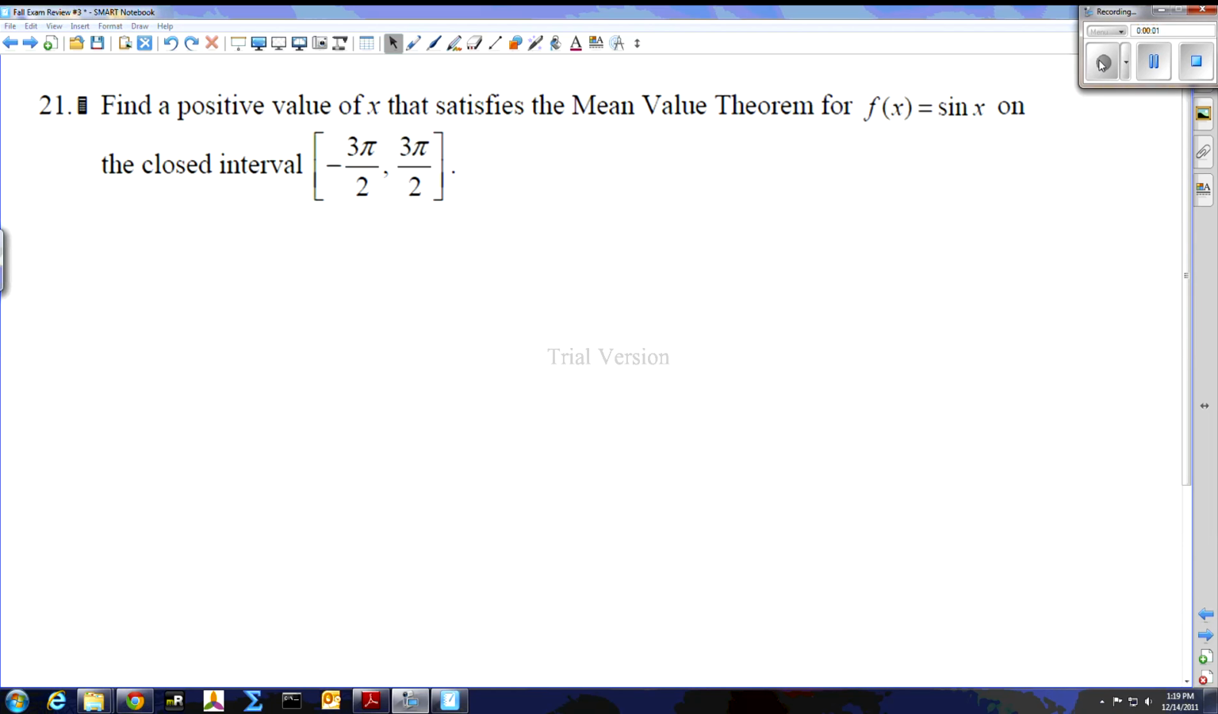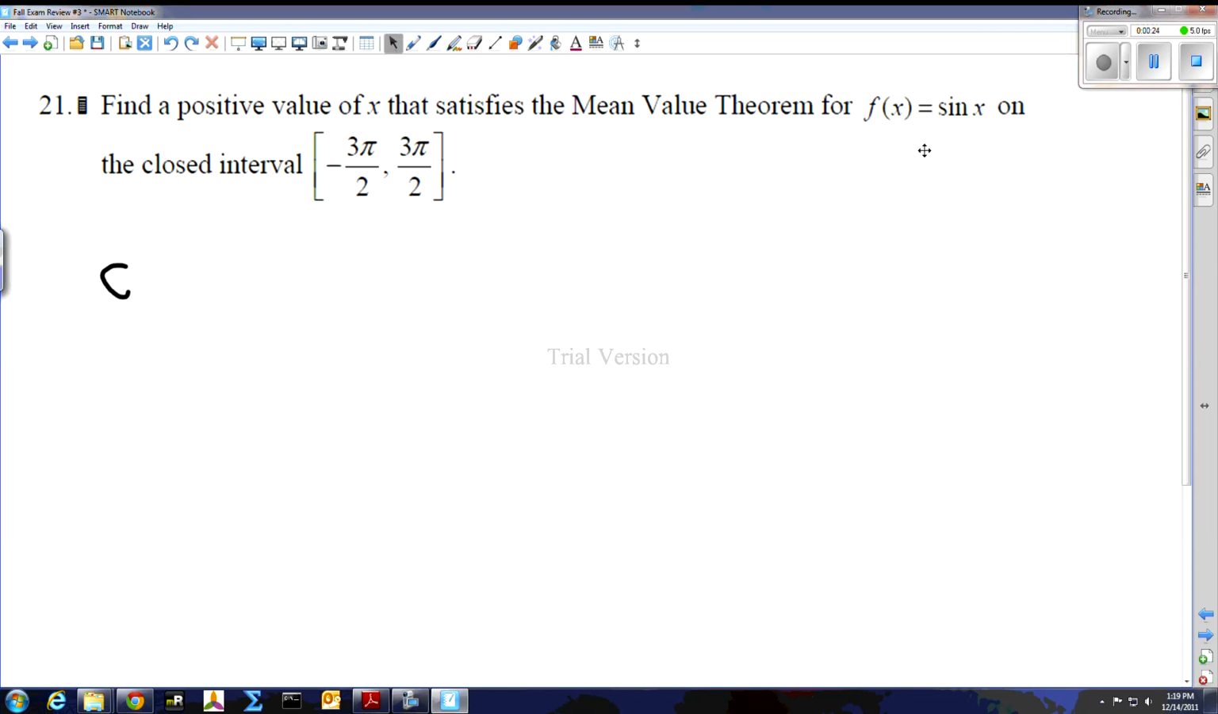Okay, mean value theorem. We're supposed to find a positive value of x that satisfies the mean value theorem for this particular function. So we need to first remember that the mean value theorem says that for some number between these two, we'll call that number c, there has to be a number.